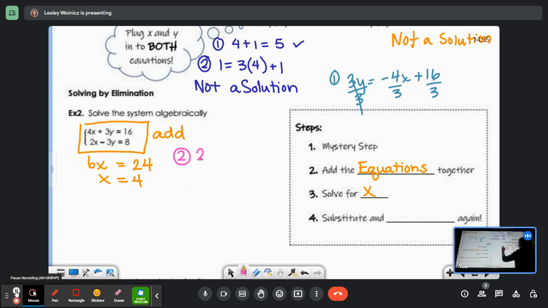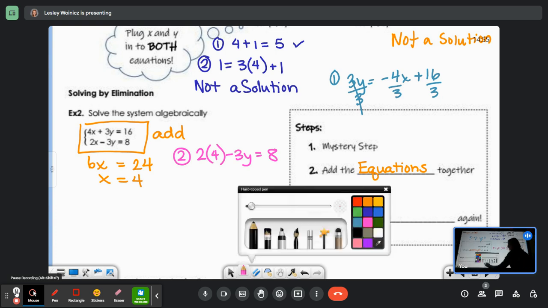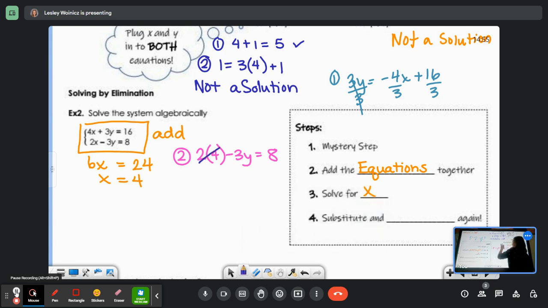So it says 2 times x, which is 4 now, we know, minus 3y equals 8. Okay, what's 2 times 4? 8. Okay, everybody okay if I subtract 8 from both sides? Okay, I get a 0 on the right, and I get a negative 3y on the left.